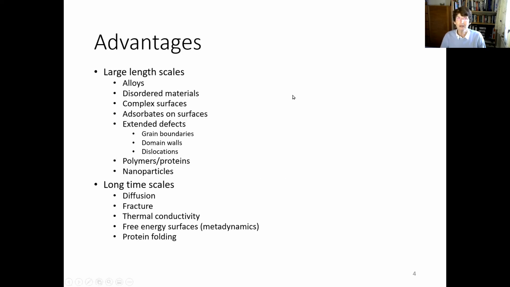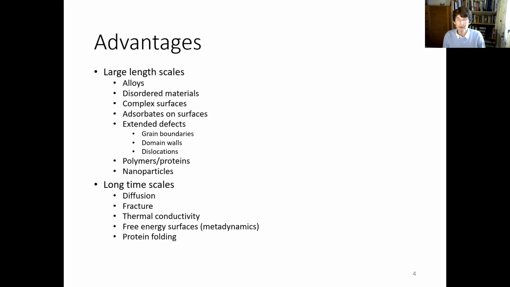The advantages are basically very large length scales, and this is very important for a number of systems, particularly disordered materials, such as alloyed glasses. The larger the periodic unit cell, the more disordered your material can be, so you can capture the disorder, which is fundamental to your material. Also things like surfaces, particularly complex surfaces that want to restructure, or adsorbents, molecules on surfaces. If you want to do dilute adsorbents, then you actually have very large unit cells.